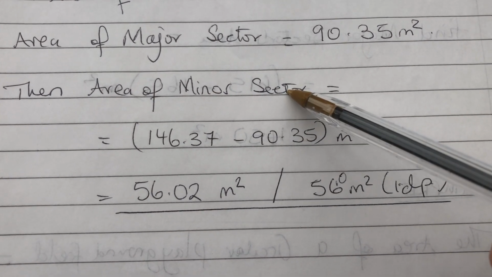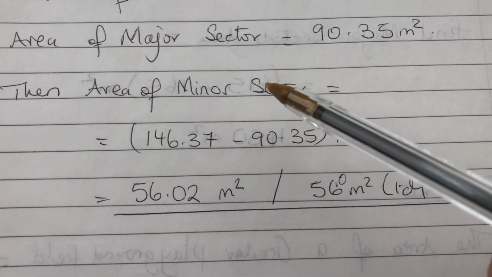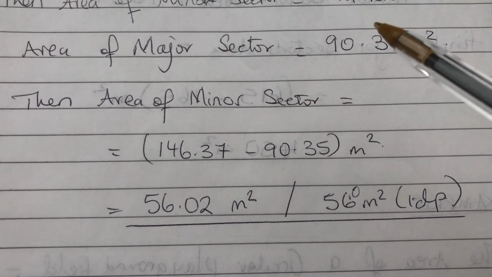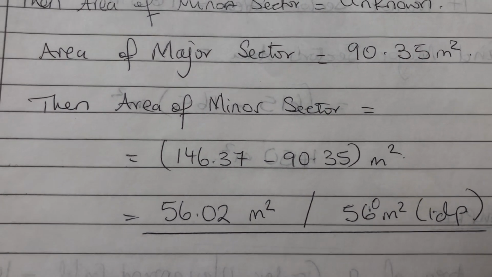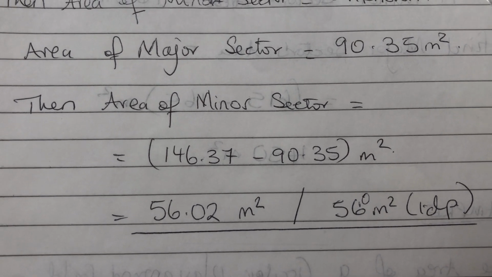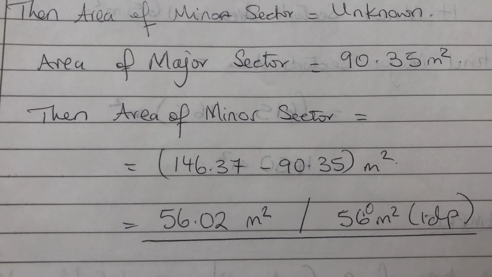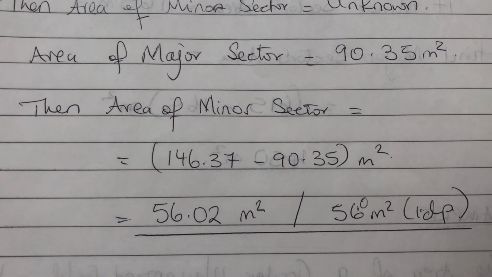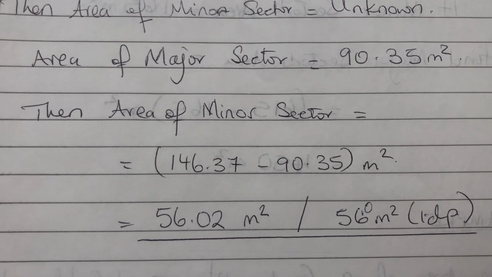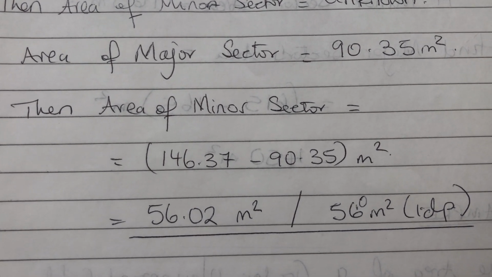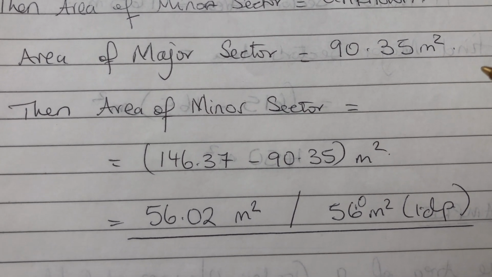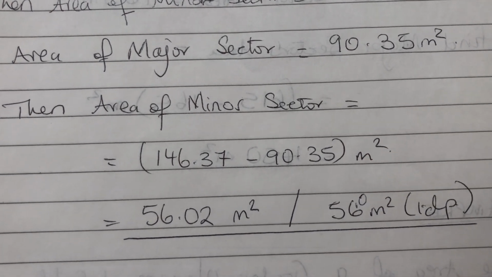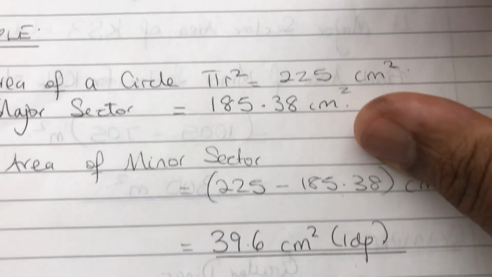The minor sector area is always the smallest. The major sector is the largest. So if you've been given the full circle and you've been given the area of one sector, then you can subtract to get the area of the other sector. It depends on whether it's major or minor. Okay, so that is our next example.